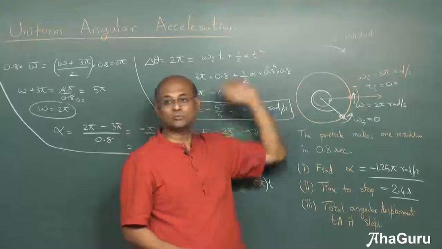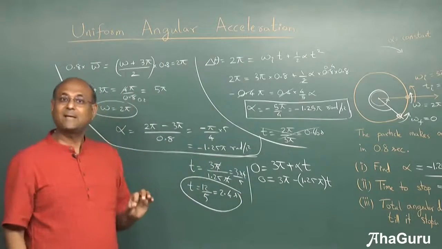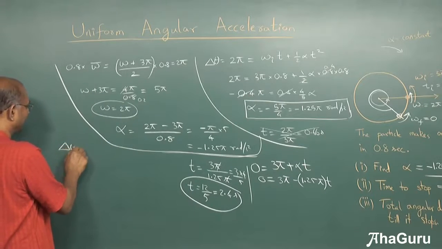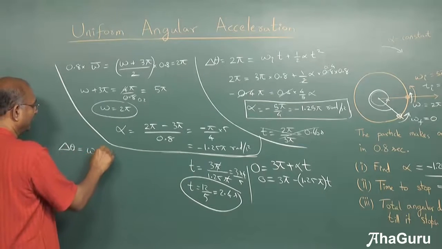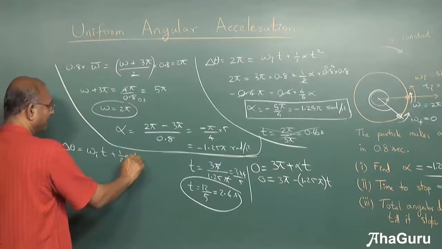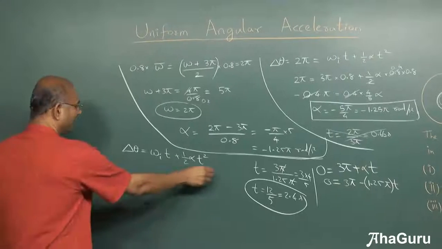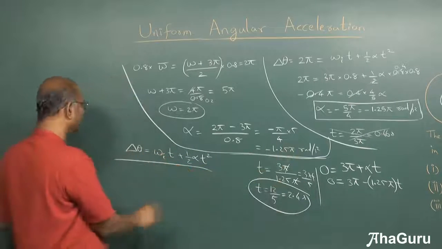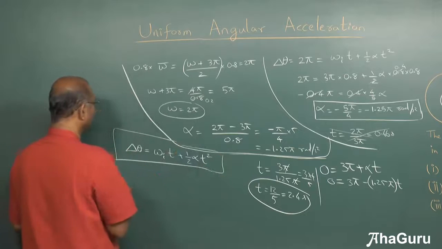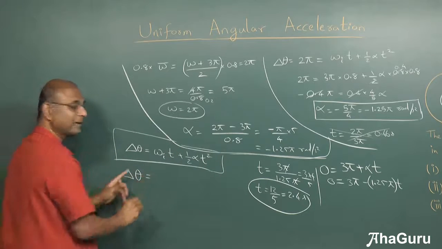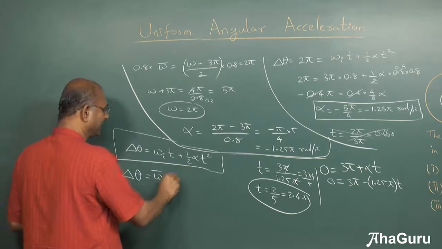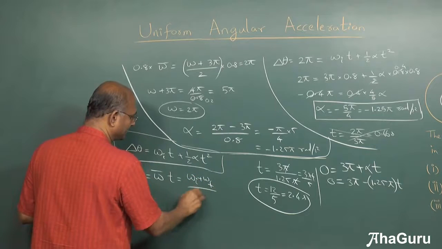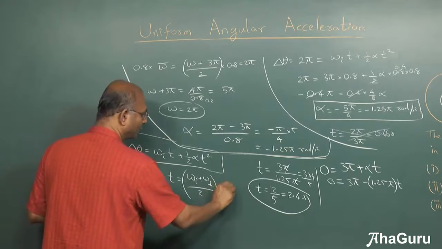It took 2.4 seconds to go around. What is the total angular displacement that the object has during this time? Well, we can use the formula delta theta is omega initial into time plus half alpha t square. There's a lot of work to calculate, so I'm not going to use it. If you want, you can substitute here 3 pi and the time 2.4 and calculate. I won't do it. You will find that you get the same answer. What I am going to do is write delta theta is average angular velocity into time. Average angular velocity is initial angular velocity plus final angular velocity by 2, into the time 2.4 seconds.